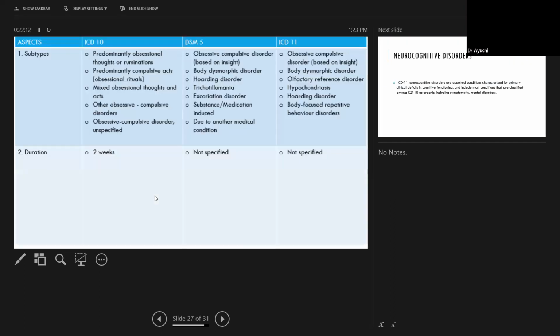In ICD-10, the subtypes are predominantly obsessional thoughts or ruminations, predominantly compulsive acts, mixed obsessional thoughts and acts, other obsessive compulsive disorders, and obsessive compulsive disorder unspecified. In DSM-5, they're classified on the basis of insight, then body dysmorphic disorder, hoarding disorder, trichotillomania, excoriation disorder, substance or medication-induced disorders, and due to another medical condition. In ICD-11, they are again classified on the basis of insight, and it also includes body dysmorphic disorder, olfactory reference disorder, hypochondriasis, hoarding disorder, and body focus repetitive behavior disorders, which includes trichotillomania. Duration is 2 weeks for ICD-10, and it is not specific for DSM-5 and ICD-11.